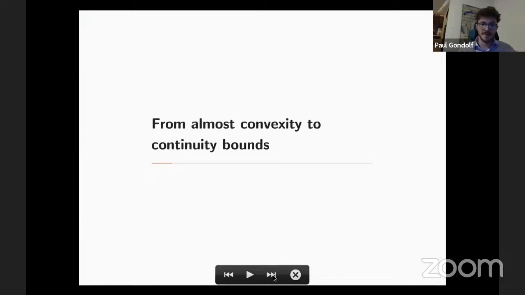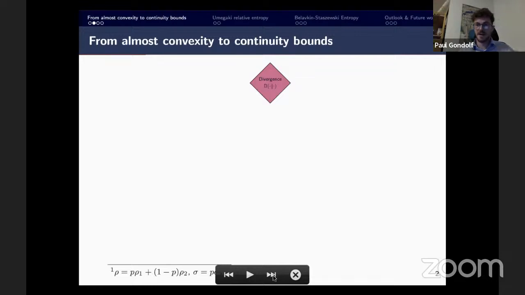So first of all, the method. How do we get from almost convexity to continuity bounds? So we start with a divergence, which is an information theoretic measure of difference between two quantum states.